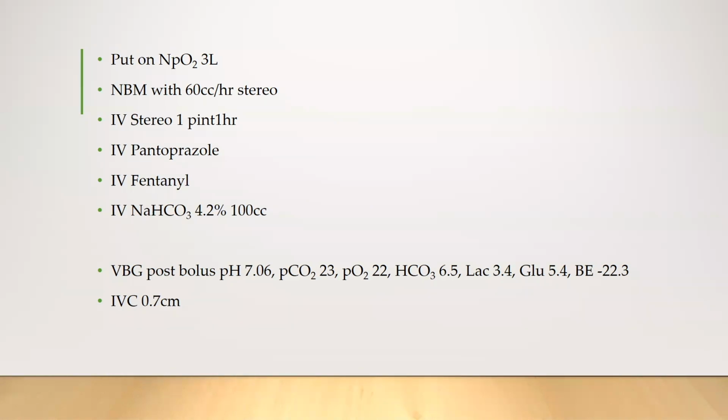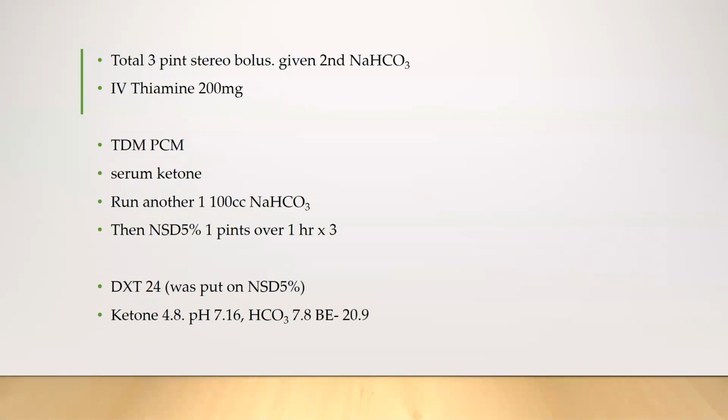Subsequently, we noted IVC 0.7, so it means that we can give more fluid. So we gave another 3 pints of saline and a second sodium bicarb for this patient. We also took ketone, and we also ran another sodium bicarb afterwards. Seems like there's not much improvement. Then after that, we gave 3 pints of normal saline with dextrose 5%. Then noted the DXT was 24. That prompted us to take a serum ketone for the patient, and the serum ketone turned out to be 4.8.